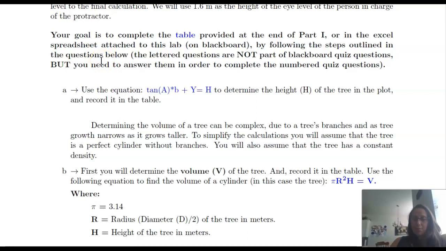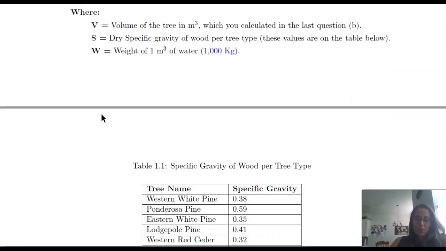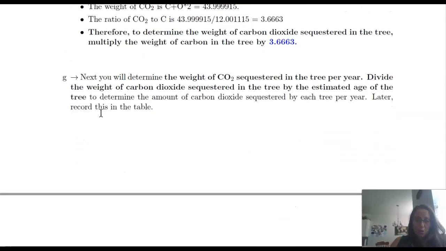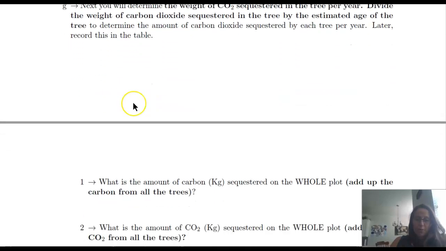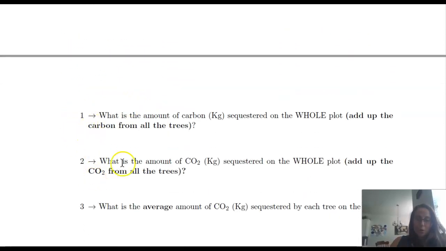By following the steps that are outlined here is how you're going to complete that table, and then you're going to be able to answer the questions that are below that. These questions are the lettered questions, and they're not part of the Blackboard quiz questions, but you do need to complete all of these lettered questions, which is A through G, sorry, in order to complete the numbered quiz questions that follow them. Once you have completed A through G, you'll be able to do these numbered questions below.